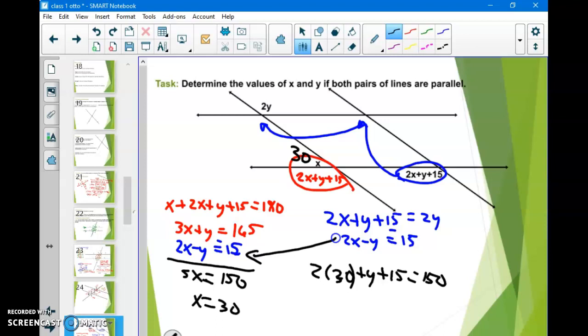And where did the 150 come from? Well, these two angles have to be supplementary because it's a linear pair, and so 30 and 150 add up to 180. So I'm going to say y, 60 plus 75 plus 75 equals 150, and so I get y equals 75. All right, hopefully you got that.